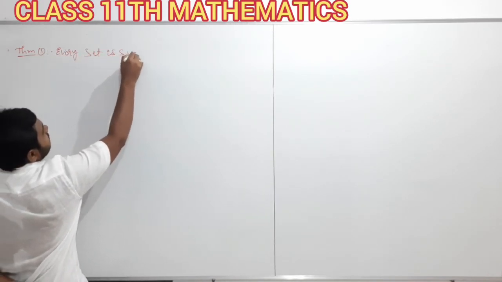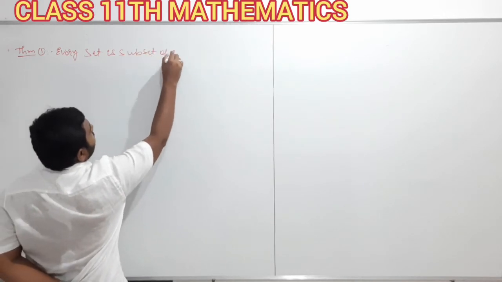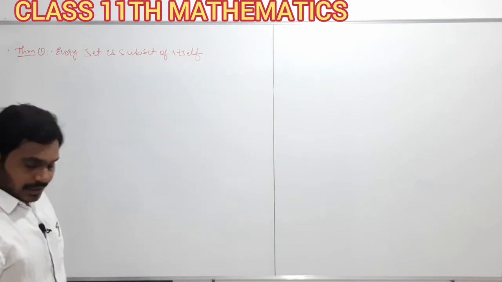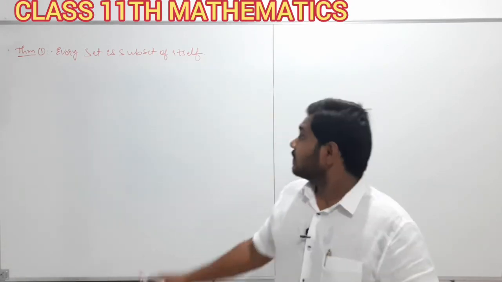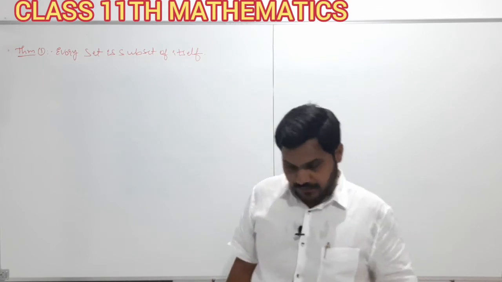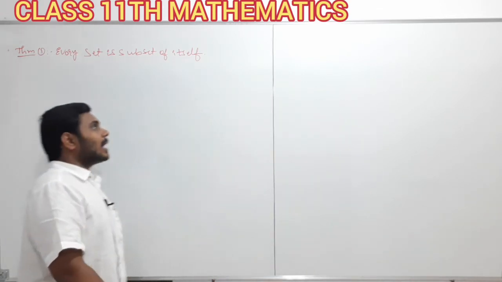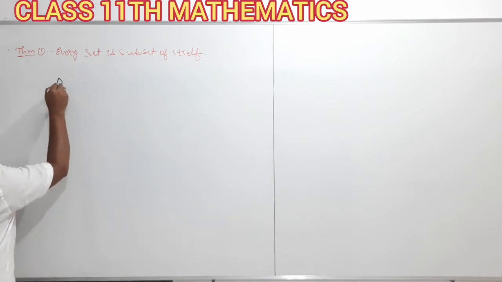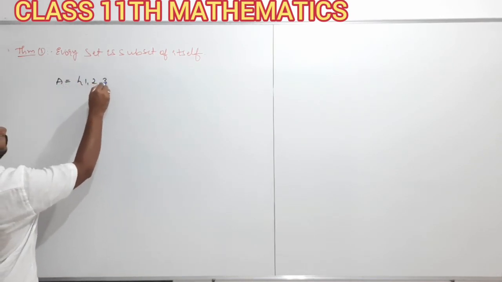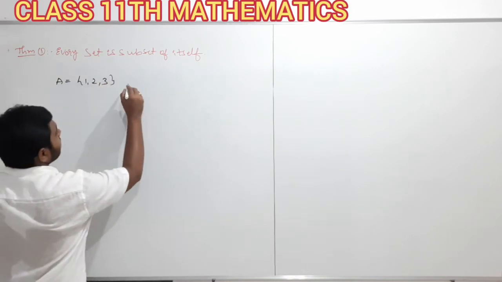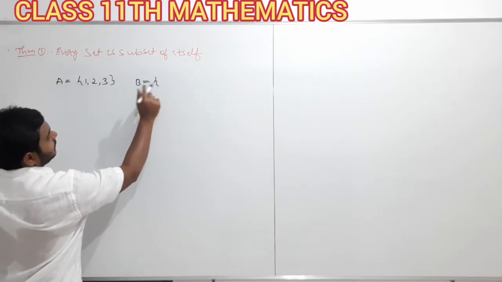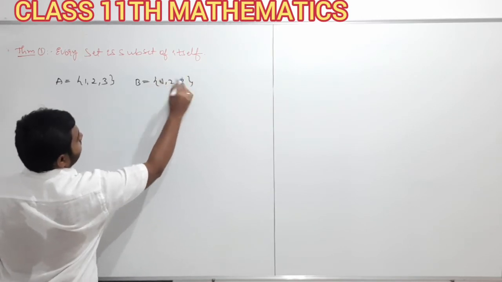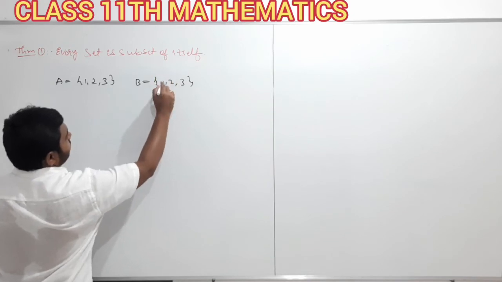Every set is a subset of itself. So this is the first statement, my students. What is that? Every set is a subset of itself. Why? I'll take one example. A is equal to {1, 2, 3}. If you take the same set, but I am naming it with a different letter, you can take it as B = {1, 2, 3}. So, my students, you can observe here.